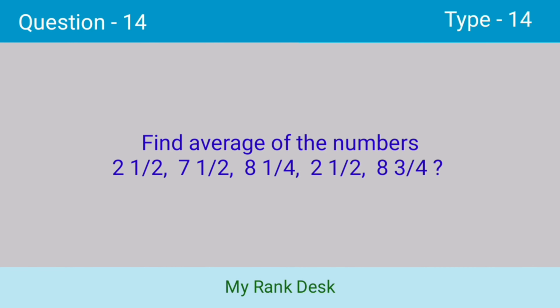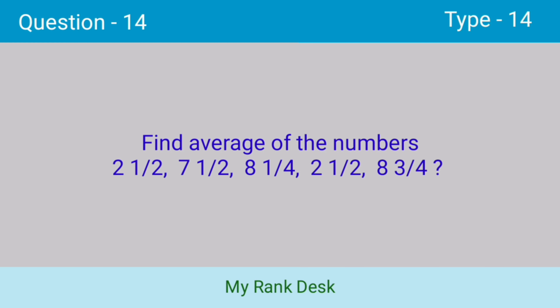Find average of the numbers 2 and 1 by 2, 7 and 1 by 2, 8 and 1 by 4, 2 and 1 by 2 and 8 and 3 by 4. Let's see how we can find the answer. To find average of fractional numbers, divide sum of the fractions by the number of fractions. The quotient we get must be the average of the fractions.